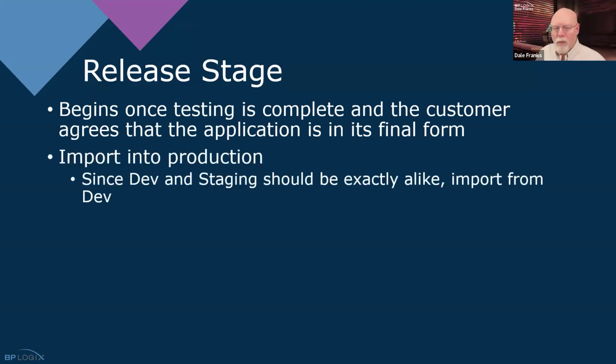So we need to import it into production. If you have separate dev and staging servers, we recommend that you import from dev, because that's where your most recent changes are made. So what you're doing is you're importing from dev to stage for the testing, and then you go back and export from dev to production for the actual rollout.